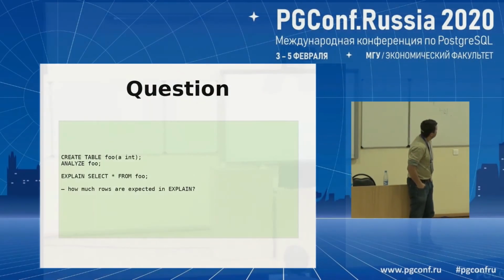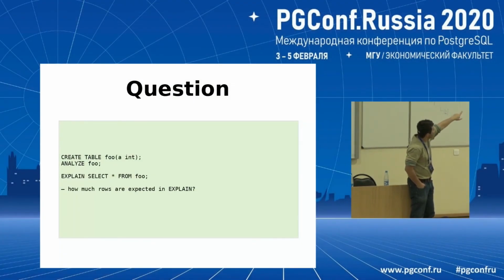Here is one question, and from the answers I can understand how much you know Postgres. I create table foo, and I run analyze on this table, and when I write explain, how many rows will be expected from this query? Who expects 0?